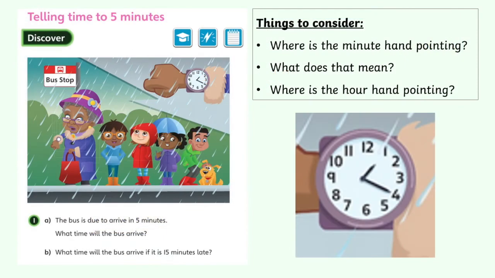And here's today's Discover. You can see that we've got some people queuing out in the rain for a bus, and the lady at the front is looking at her watch. And your questions are, the bus is due to arrive in 5 minutes. What time will the bus arrive? And part B, what time will the bus arrive if it is 15 minutes late?